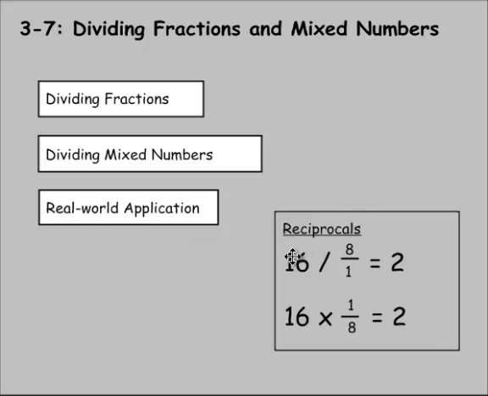And the idea behind a reciprocal is it's the opposite, it's the inverse of a fraction. So the reciprocal of 8 over 1, or 8, is 1 over 8. See what we did? We just switched the numerator and the denominator around. And if you can divide 16 by 8 and that equals 2, you can multiply times the reciprocal of 8 and get the same answer. So we save ourselves all this dividing work by just multiplying times reciprocals in our lesson today.